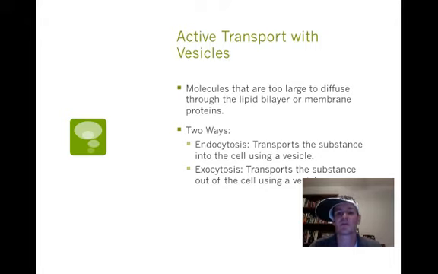If a substance is being transported in the cell using a vesicle, we call that endocytosis. And if a substance is being transported out of the cell with the vesicle, it's called exocytosis. The easiest way to remember this is exo kind of sounds like exit. Things are exiting when they're leaving the cell.